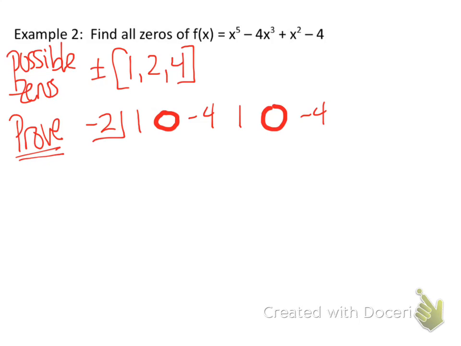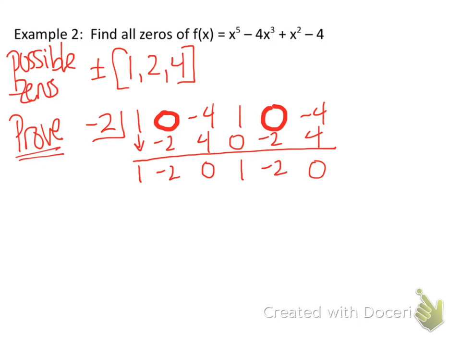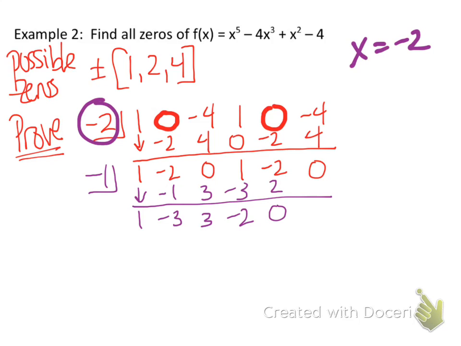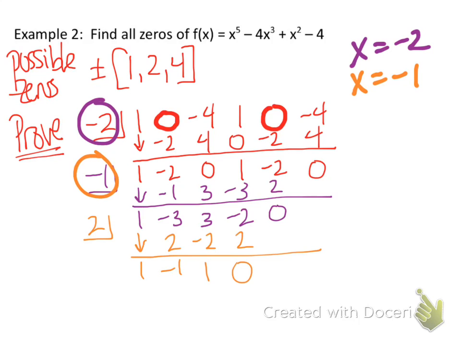Notice that this is an x to the 5th, but that there's not an x to the 4th term, so I need a placeholder. And there's not an x term, so I need another placeholder. Proving that -2 works, I'm going to continue with my depressed polynomial. I see that it crosses again at -1, and I prove this one. So again, -1 works. Again, with my depressed polynomial, I can see that it crosses at 2.